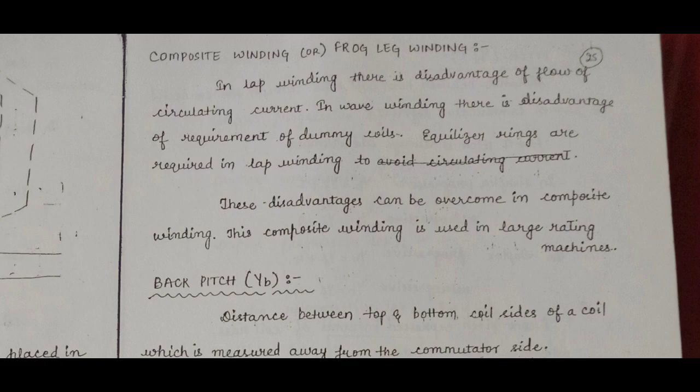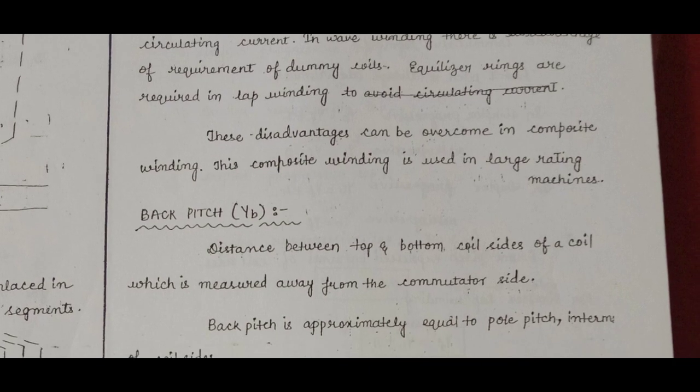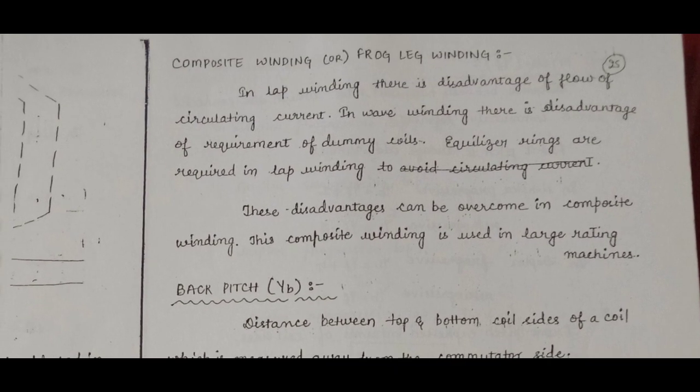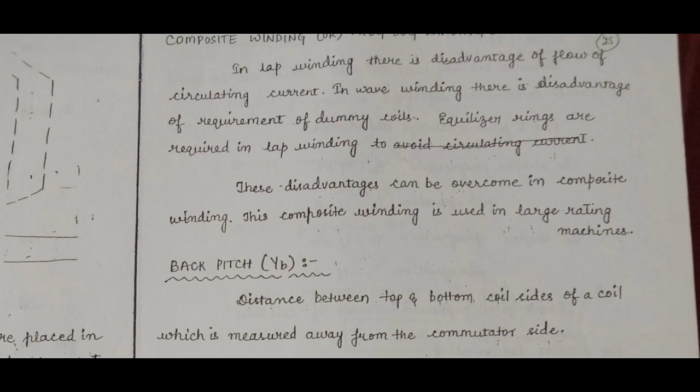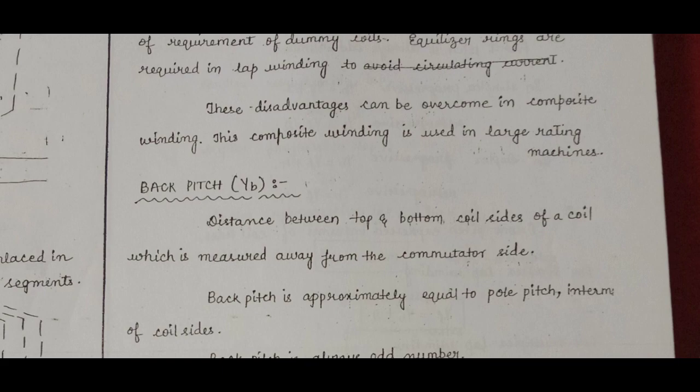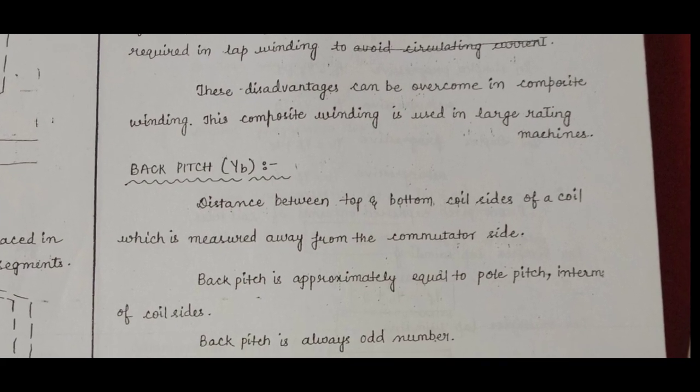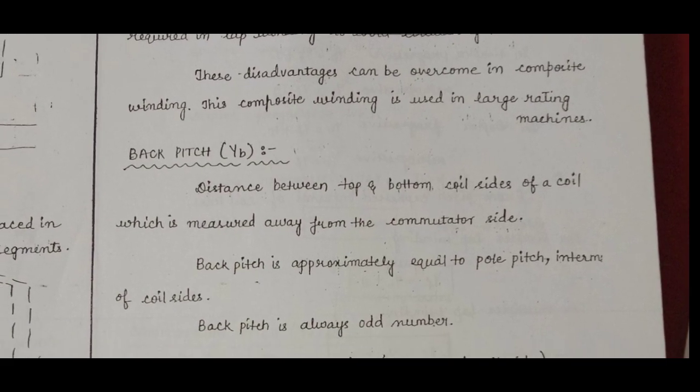In a wave winding, because of incomplete winding, the current ratings are very less and voltage ratings are high. Because the current ratings are low, there is no need of equalizer rings in a wave winding to distribute current equally at the commutator segments. So these frog leg windings are only used in the lap winding machine to distribute current equally at the commutator segments, and these frog leg windings are mostly used in the large rating machines.